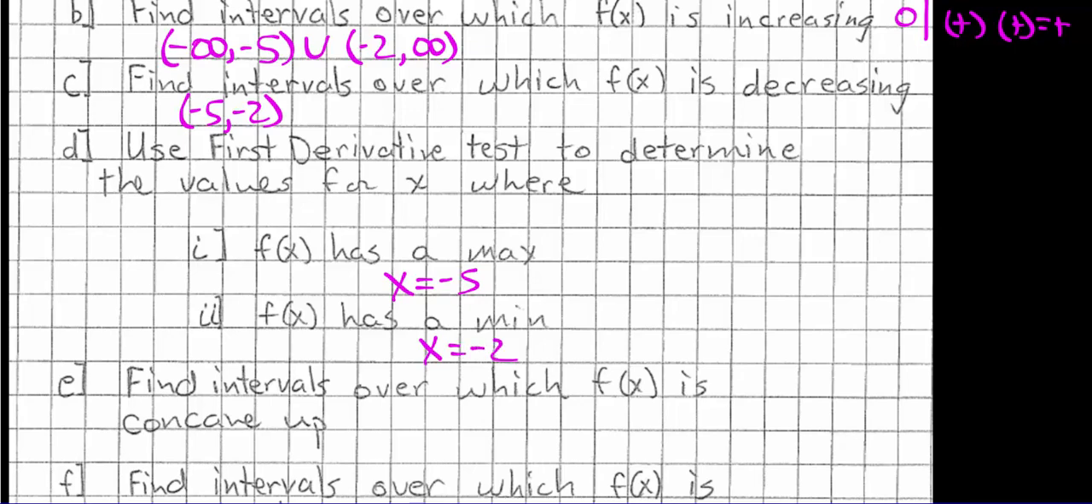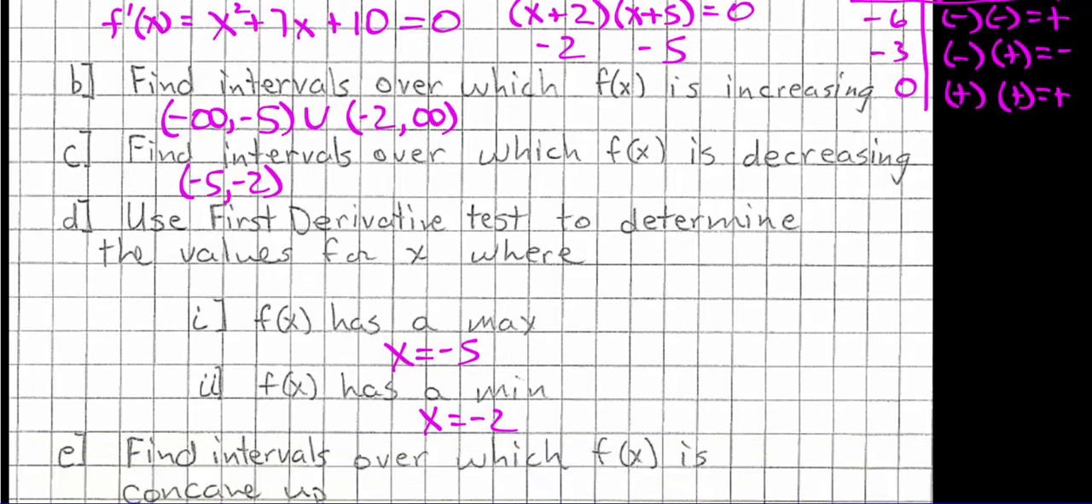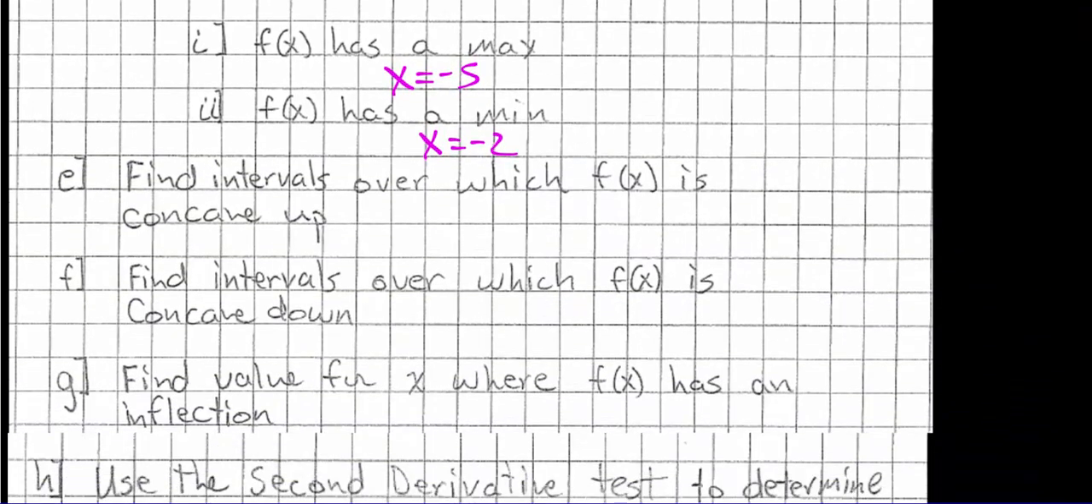Now we want to talk about concavity. So we go back and get x squared plus 7x plus 10. So here we go. f prime of x equals x squared plus 7x plus 10. Now we're talking about concavity, so we talk about the second derivative, which is 2x plus 7. We set that equal to 0 to get not the critical numbers, but possible inflection numbers, places of inflection. So we get x equals -7/2.